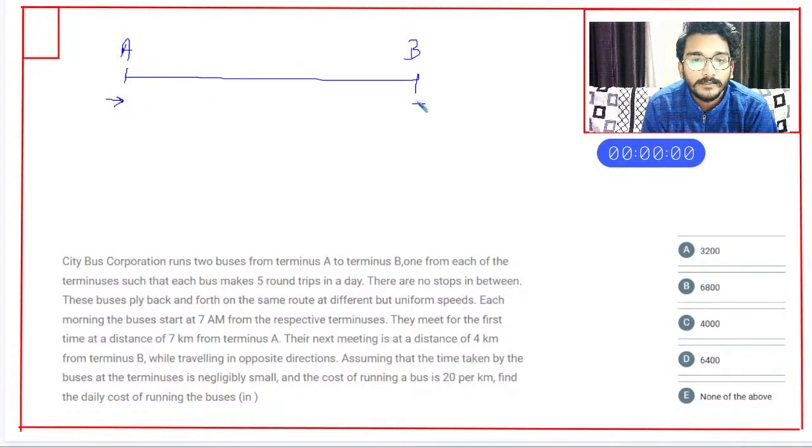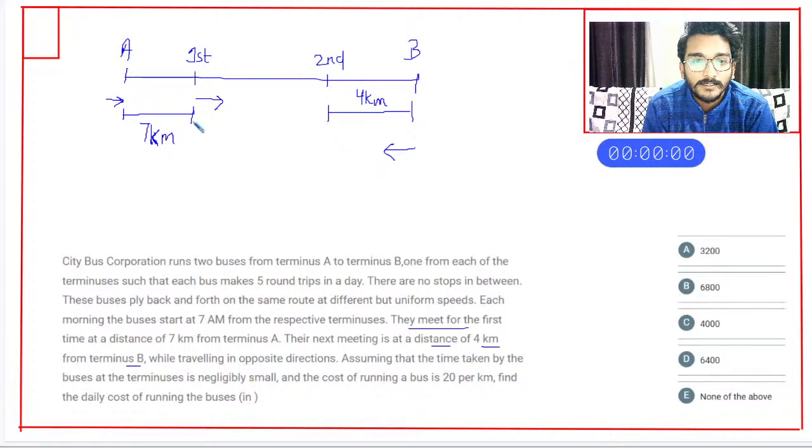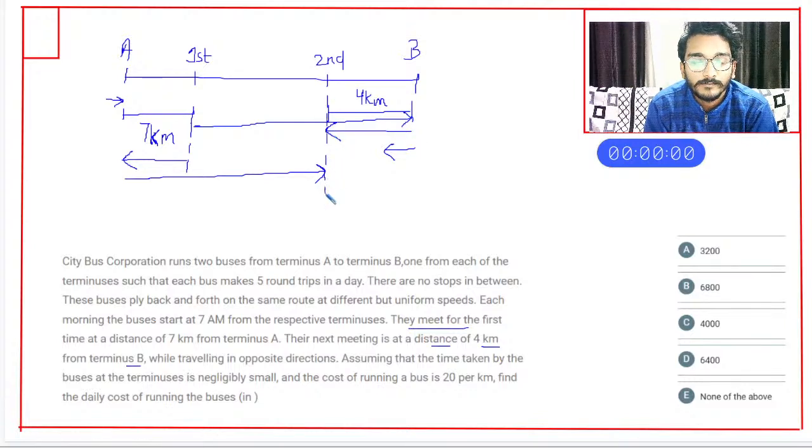So let's say one bus leaves from here, one bus leaves from here, and they meet at 7 kilometer from A. So the first time they meet here. This is the first meeting point. After that, the first bus goes on, and their next meeting is 4 kilometer from point B. So the first bus is going towards B and then they meet here, 4 kilometer from here. Now the second bus was going here, this is the first meeting point. Then it went here, turned back and reached here. Similarly the first bus reached here, came back, and then they meet here. So this is how the first meeting and second meeting happen.